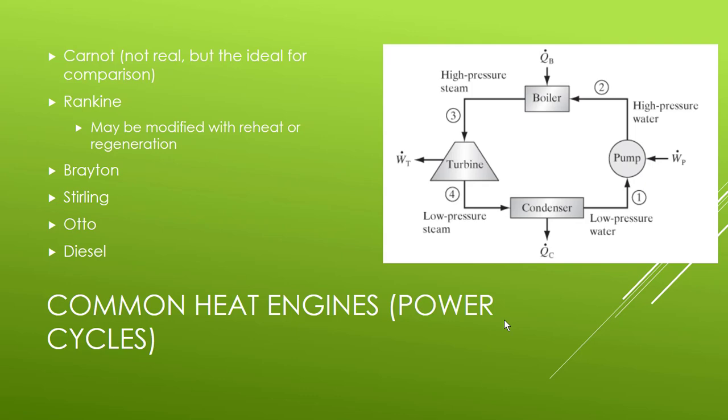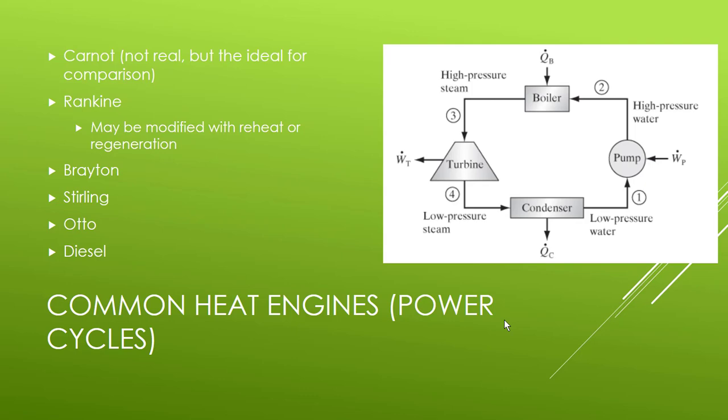Basically, you start with something at a low pressure and low temperature. State 1 is shown in the picture here. We pump it to a higher pressure. Then we add heat to it so that we have high pressure steam. And then we extract that energy out of it in a turbine, producing power. And now we need to return it to the original state, so it's now at a lower pressure already. We simply need to cool it in a condenser back to that original low pressure, low temperature state. Now these may be modified with reheat or regeneration.